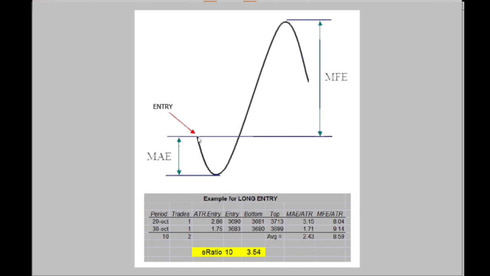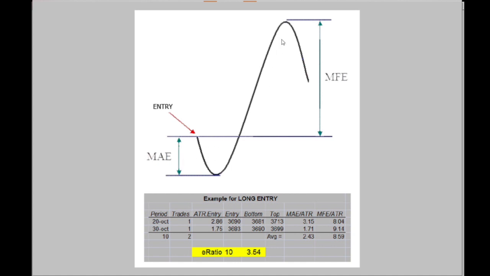So let's say we had an entry here to go long. Well, price moves against us. That's adverse. And the worst it got was there. Then it went in our favor for this signal. And it got to there. That's the max favorable excursion. And it ended up here. Let's say that took 10 bars. So it's the ratio of the favorable excursion over the adverse excursion.